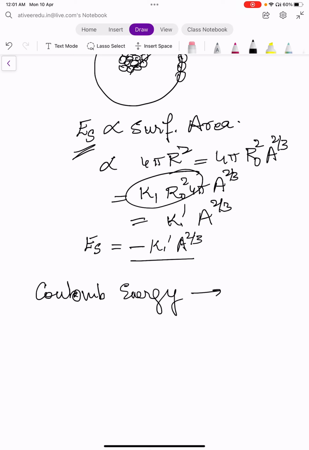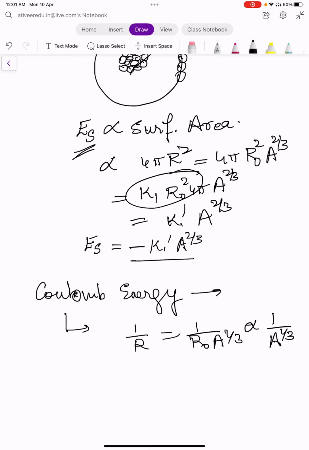Now this Coulomb energy is due to the repulsion between the protons. Protons repel each other, and this Coulombic repulsion force between the protons is proportional to 1 by r. This is proportional to 1 by r, where r equals r naught a to the power 1 by 3. So we can write it as 1 upon r naught a to the power 1 by 3, or it is proportional to 1 upon a to the power 1 by 3.